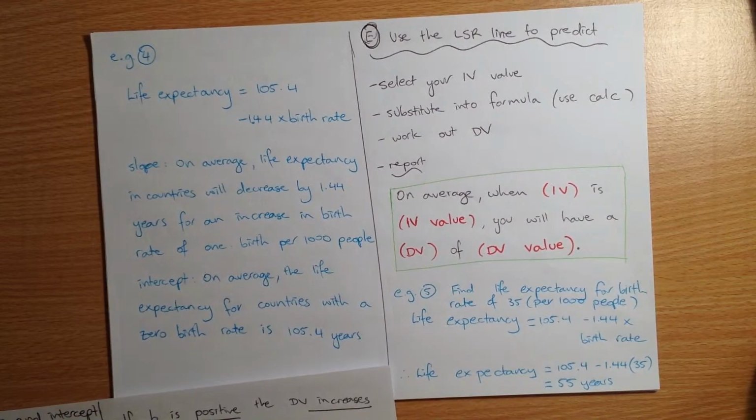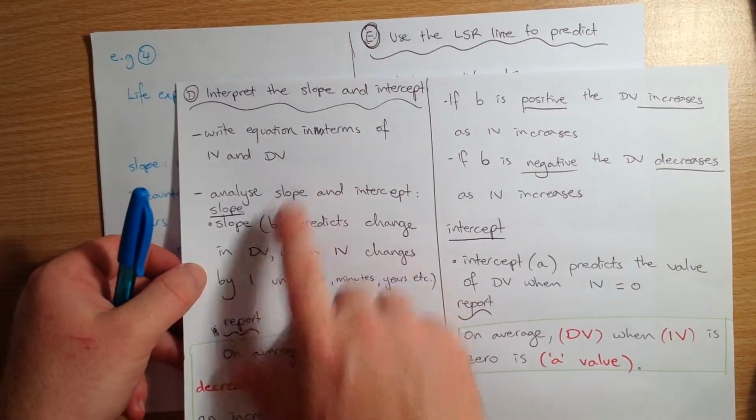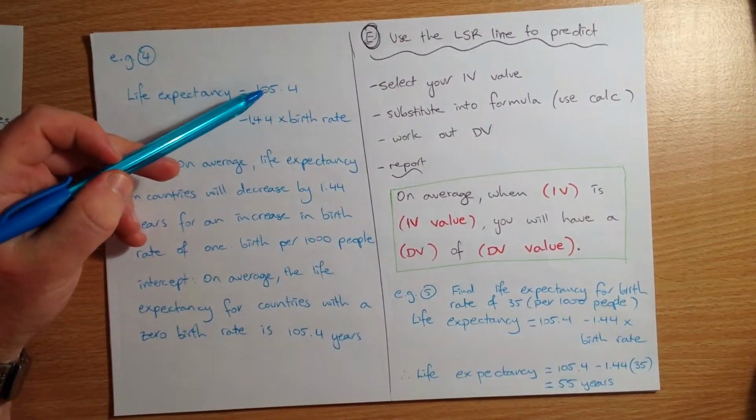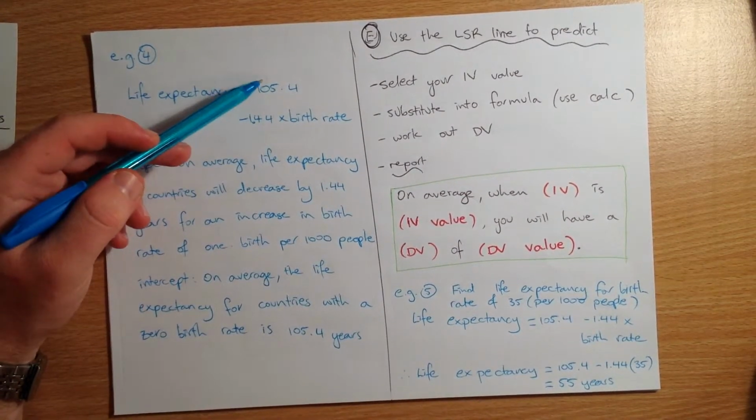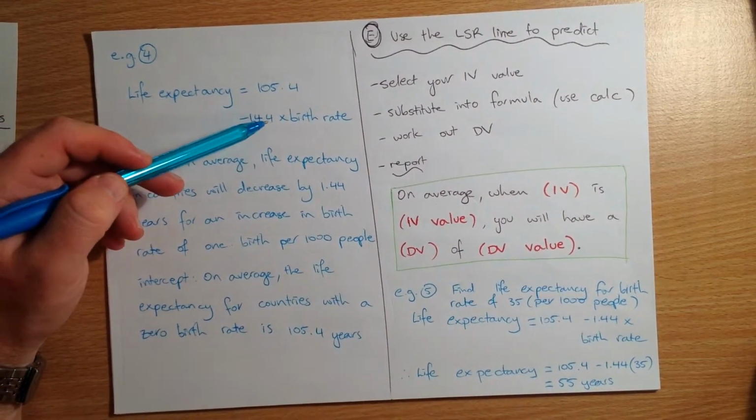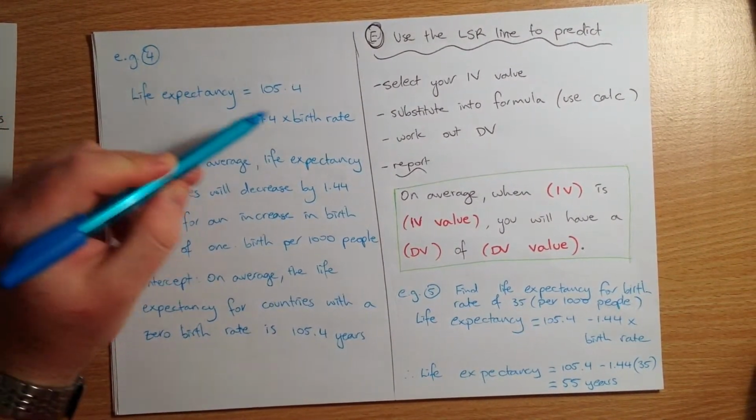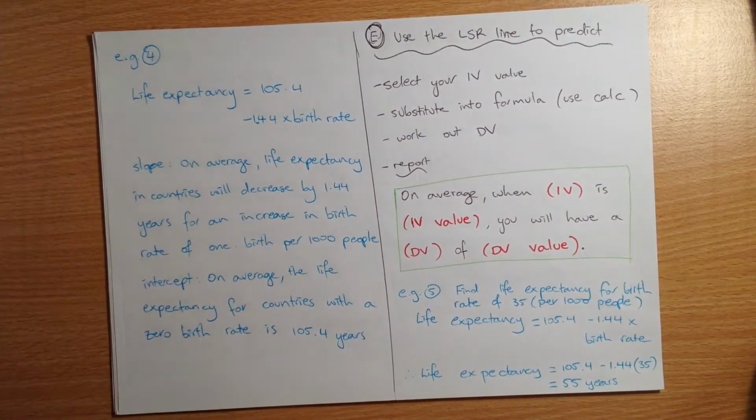So, step 1, I said we need to write the equation in terms of the independent and dependent variable. So that's here. Life expectancy is 105.4 minus 1.44 times the birth rate, instead of y equals 105.4 minus 1.44x. So instead of y and x, we've put in life expectancy and birth rate. Those are the variables for the data that we're using.